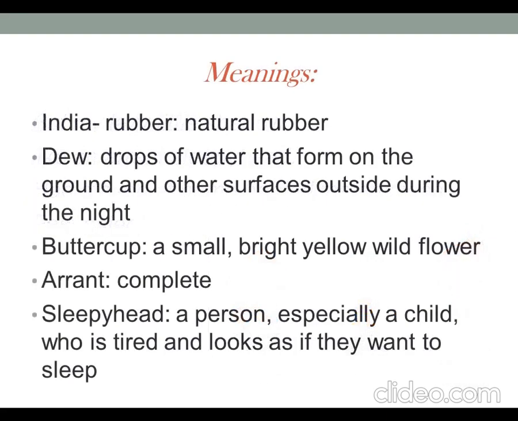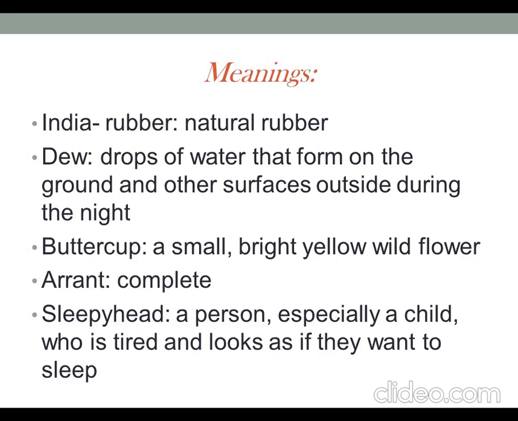So after the poem, it's time for meanings. First word is India rubber. India rubber, if you look at the definition, is a type of rubber which got its name through a history behind it. But for easy meaning, you can write it is natural rubber. Then there is dew. Dew are the drops of water that form on the ground and other surfaces outside during the night, or as I said, after late evening or before morning.